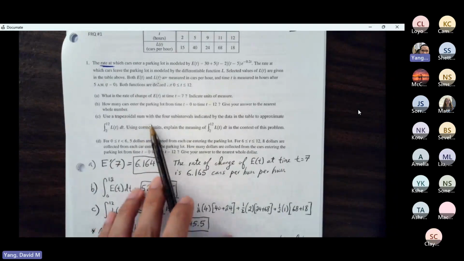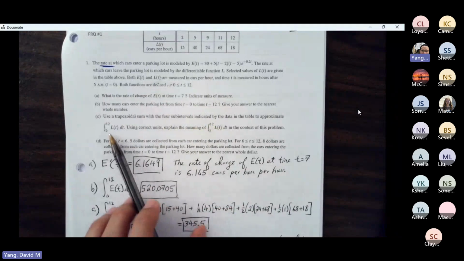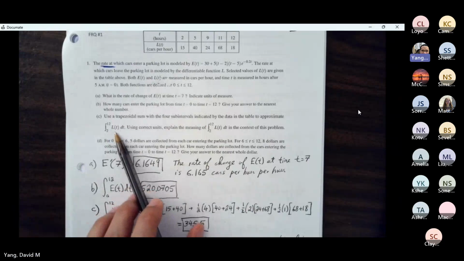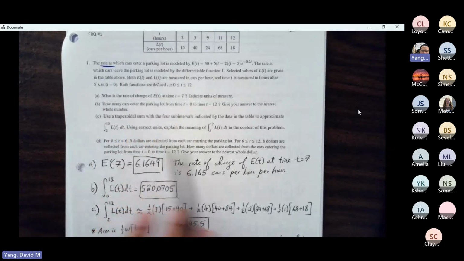Okay, part C, use a trapezoidal sum with 4 subintervals to approximate the integral from 2 to 12 of L of T. So if L of T is the rate at which cars are leaving, we know the accumulation of that rate is going to approximate the total number of cars that have left the parking lot.